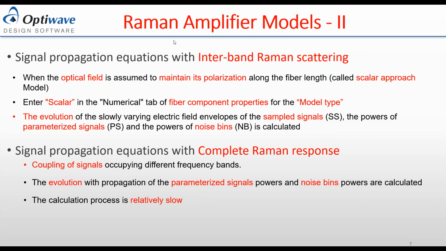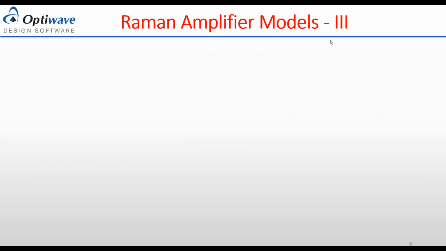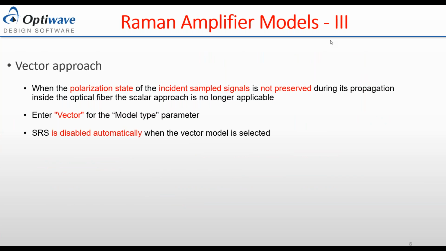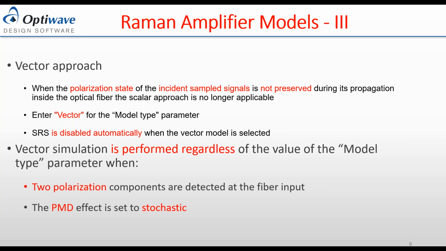Now, for the interband Raman scattering model, we can choose another approach called the vector approach. The vector approach is typically chosen whenever we have polarization state variation of the signals propagating in the fiber. So if the polarization is not preserved during propagation, we must use the vector approach. And whenever it is enabled, the stimulated Raman scattering nonlinear effect is discarded.